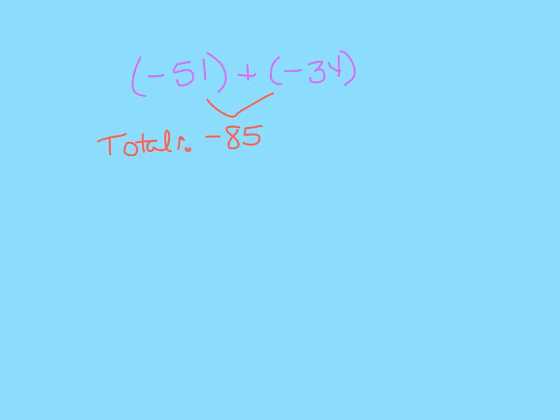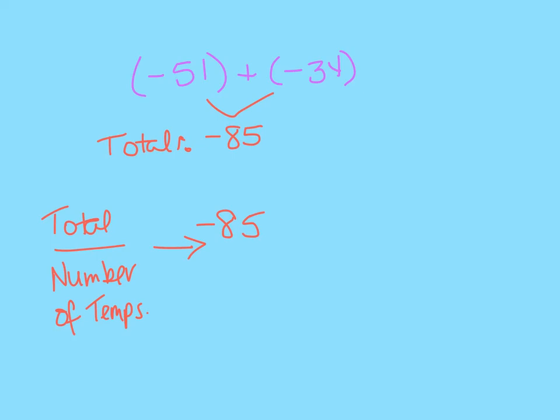And I know when I find an average that I have to divide the total by the number of integers. And in this case, they were temperatures, so I'm just going to put number of temps. So my total is negative 85, and I'm going to divide that. There were 5 temperatures that I had to find. Negative 85 divided by 5.